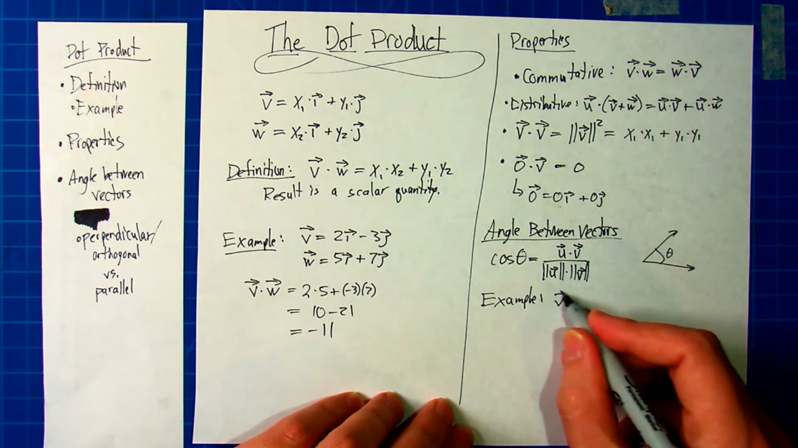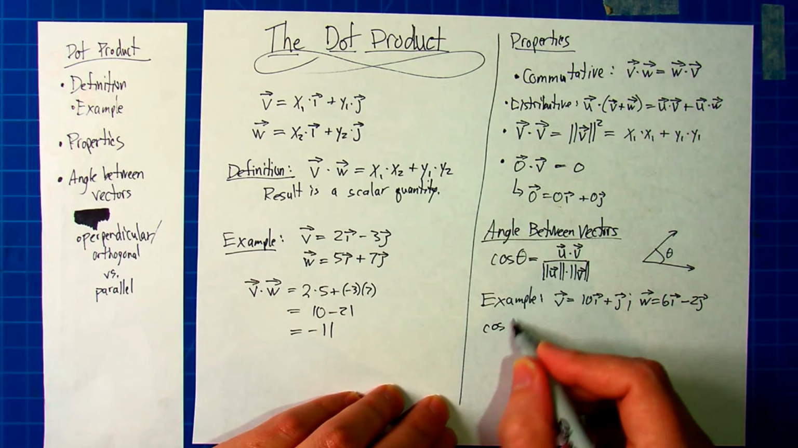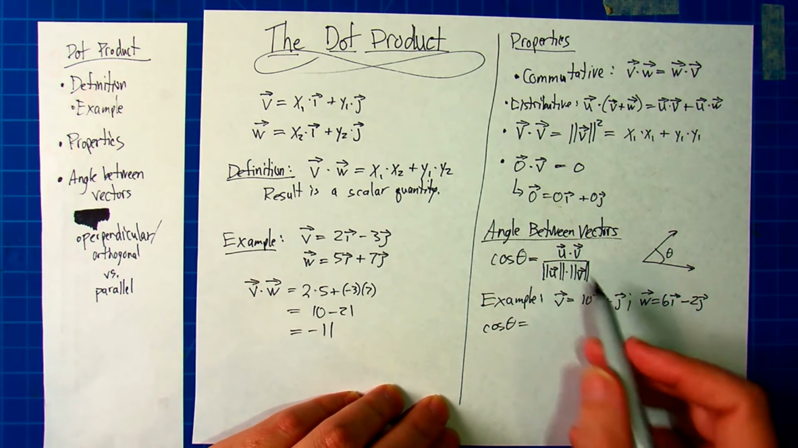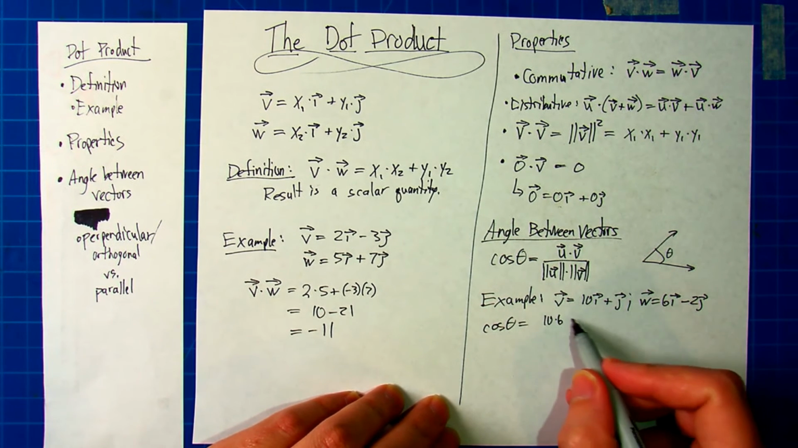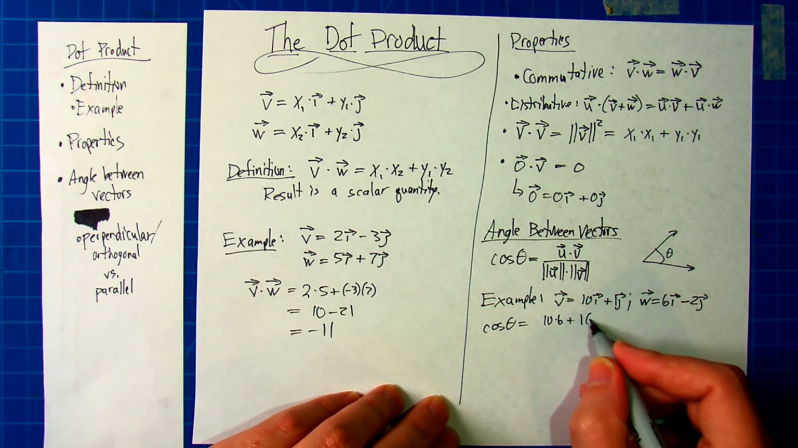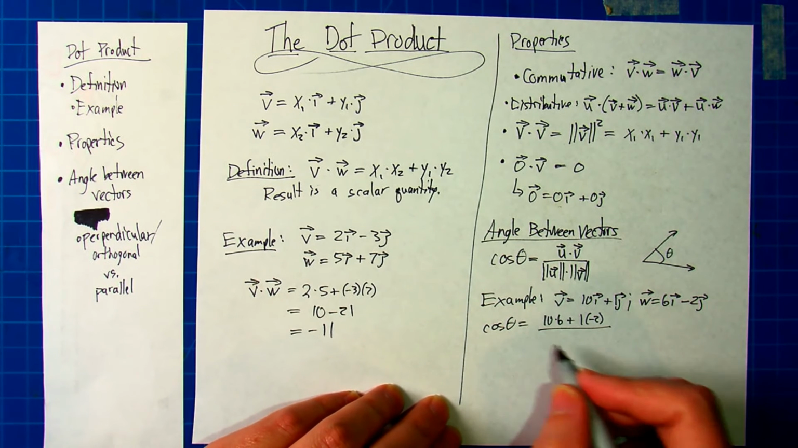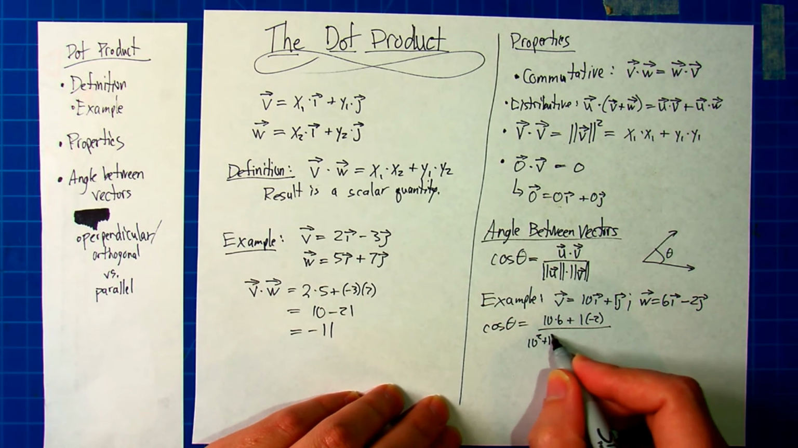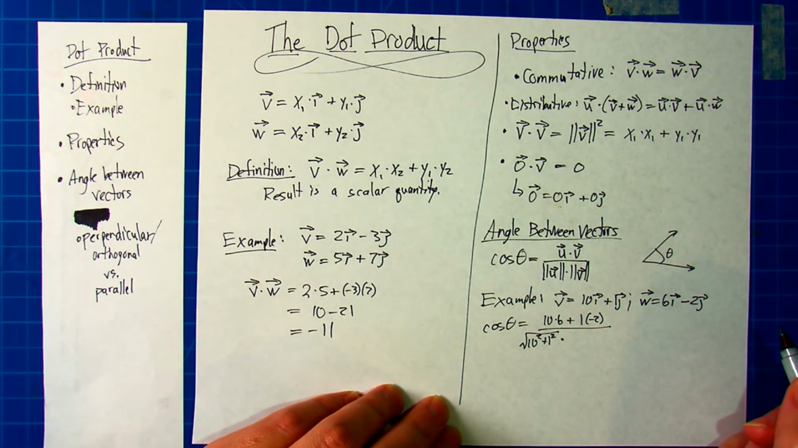Let's just do an example. Here are our two vectors. Let's just put those into the formula. The dot product, we do 10 times 6 plus 1, think about that as a 1j, times negative 2, divided by the magnitude of u is going to be the square root of 10 squared plus 1 squared, times the magnitude of v.